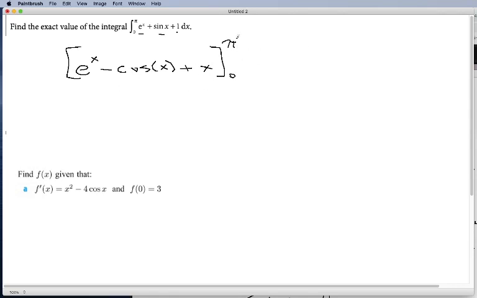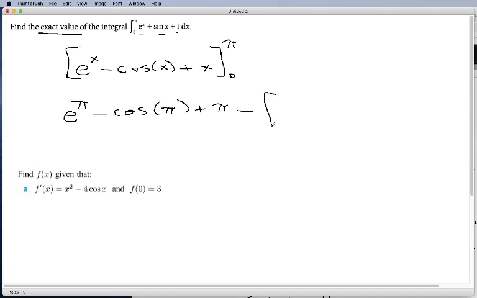And now all I'm going to do is put in this pi and this 0. Now people were asking, what the heck is this exact value? Exact value means a non-rounded value. So if you put e to the pi in here minus cosine pi plus pi, these are all non-rounded values. So this is how you find the exact value in a question. They're going to ask you this on paper 1.